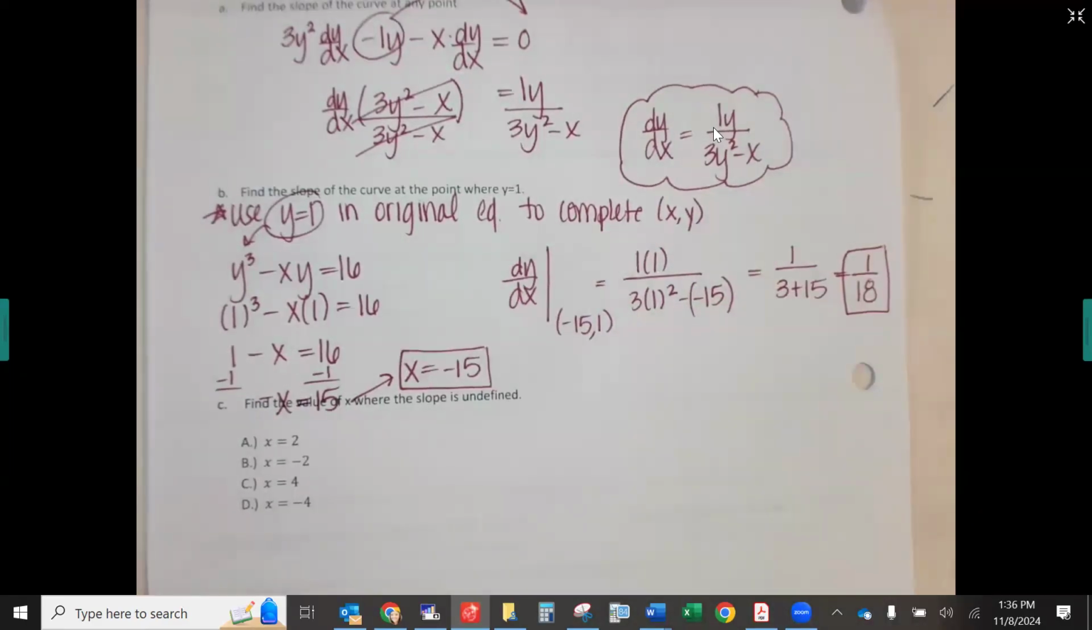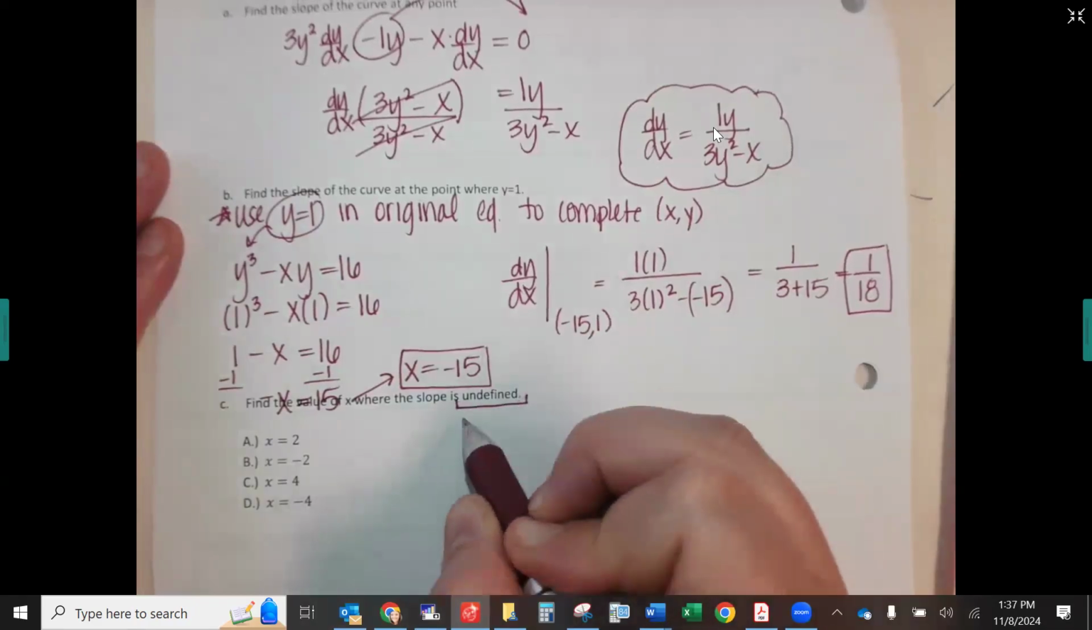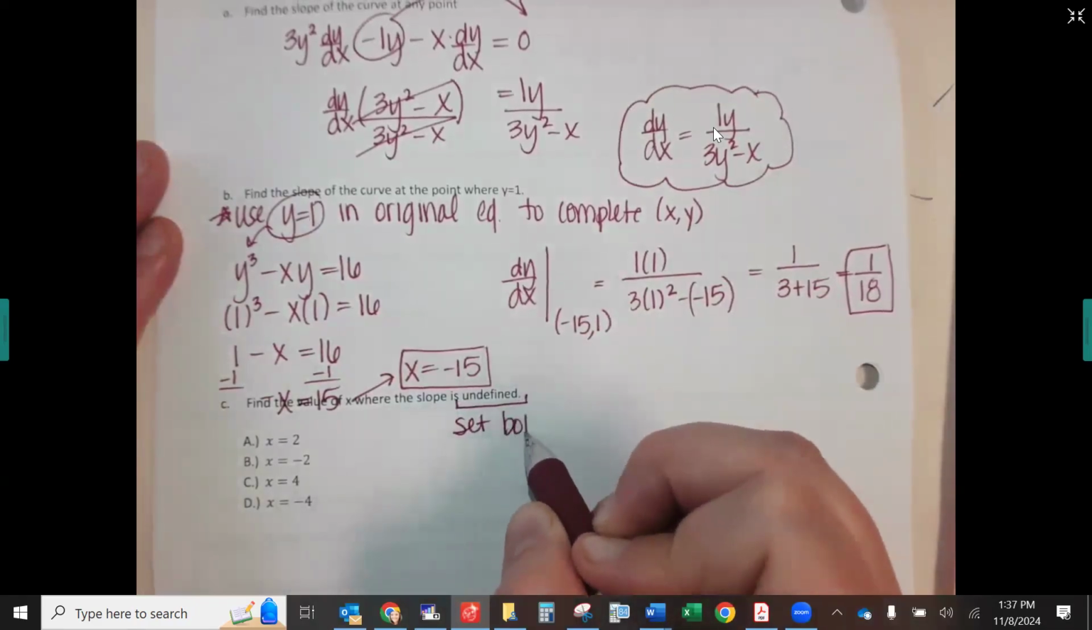If you are asked to write the equation of the tangent line, that's another thing that they'll put on this type of question quite a bit. All right, last part of this question says, find where the slope is undefined. Look back on your sheet. If I want the slope to be undefined, what part of the equation do I set equal to 0? Undefined means I'm going to set the bottom equal to 0.